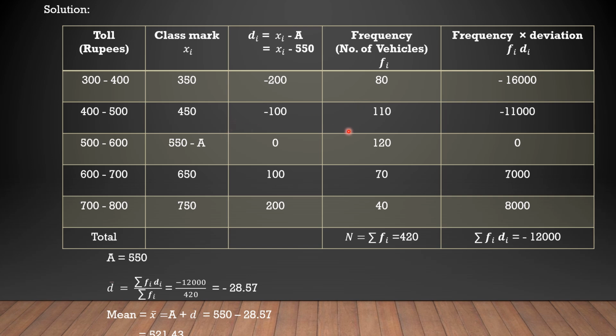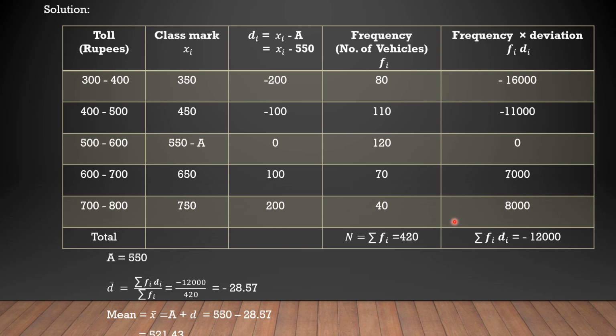Then minus 100 into 110 is minus 11,000. Then 0 into 120 is 0. And then 100 into 70 is equal to 7,000, and 200 into 40 is equal to 8,000. So the values of FiDi are minus 16,000, minus 11,000, 0, 7,000 and 8,000.